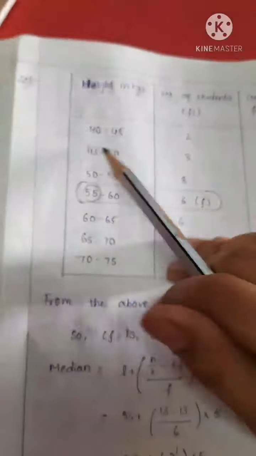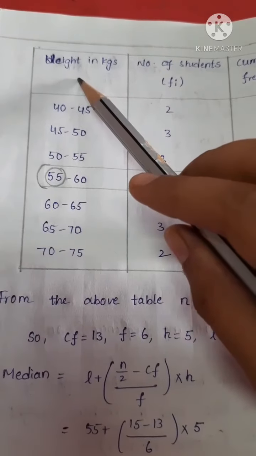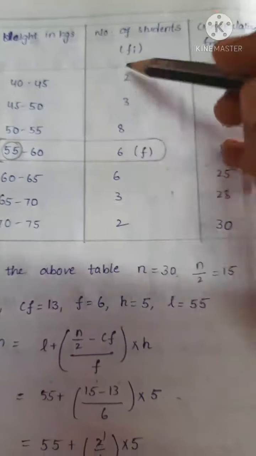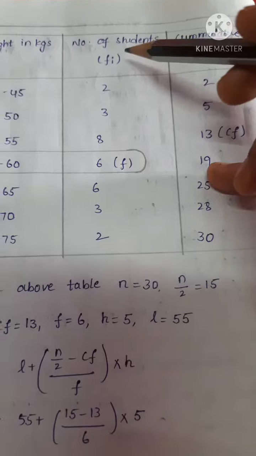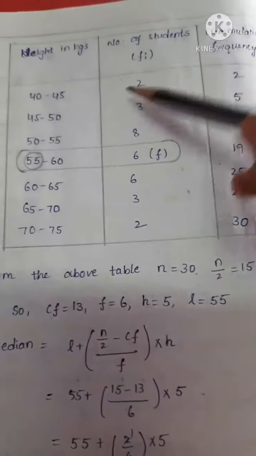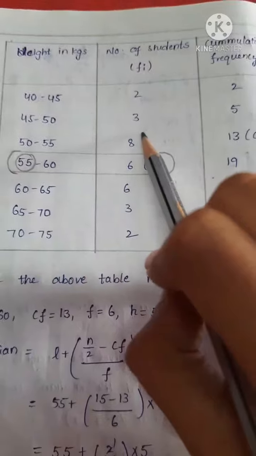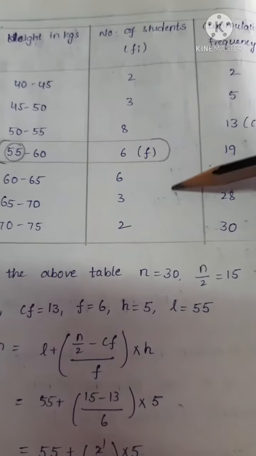To find the median we need only 3 columns. First, class intervals, given as weight in kg. Next, frequencies, which are nothing but the number of students. Next, the extra column you have to find is the cumulative frequencies. So, class intervals 40 to 45, 2 students; 45 to 50, 3. Now first form the table using those.